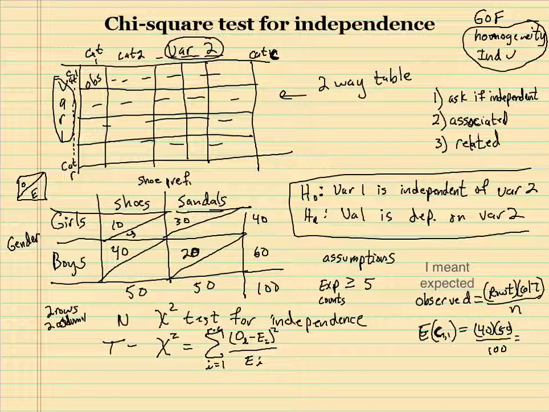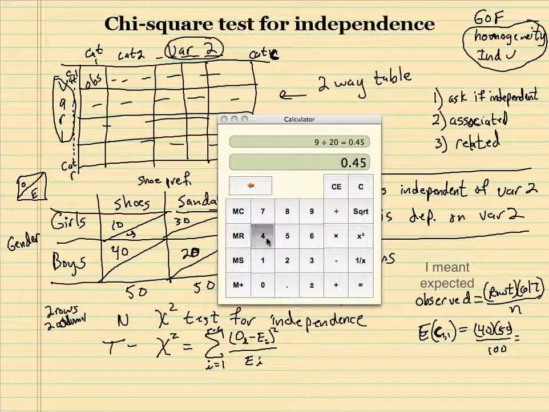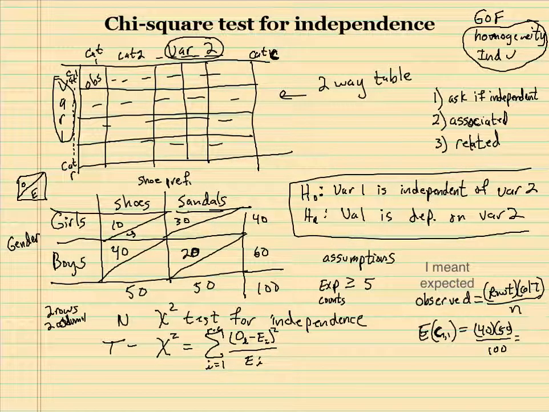Okay, I'm thinking maybe it's 20, but let me just pull this out to double check. 40 times 50 is 2,000. 2,000 divided by 100 should be 20. Okay, so there you go. It should be 20. So this expected would be 20. And you can continue and find all these expecteds, and that's where these go.